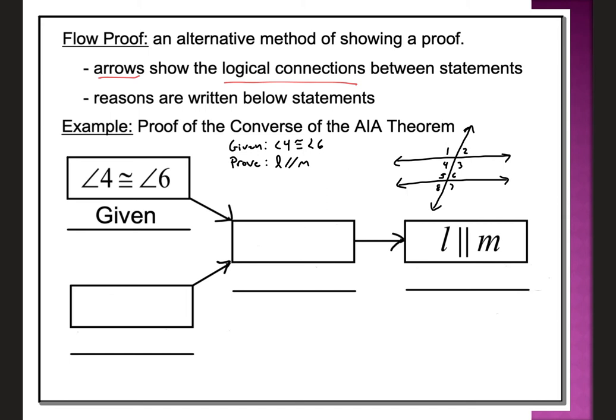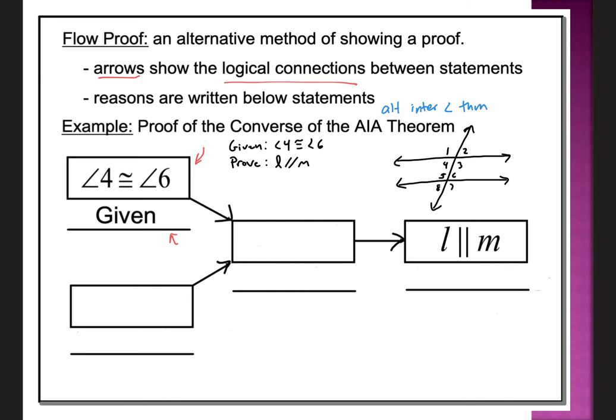I am given this, therefore this. I have this, therefore this. And those therefores are always marked with arrows. Okay? And then the statements are written in the boxes, and the reasons are written underneath the statements. All right, so on this one, we are going to prove the alternate interior angle theorem. Okay, so to use my shorthand that we've been doing in class, the alternate interior angle theorem.